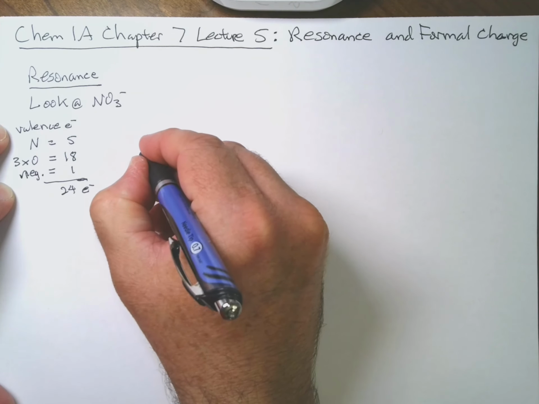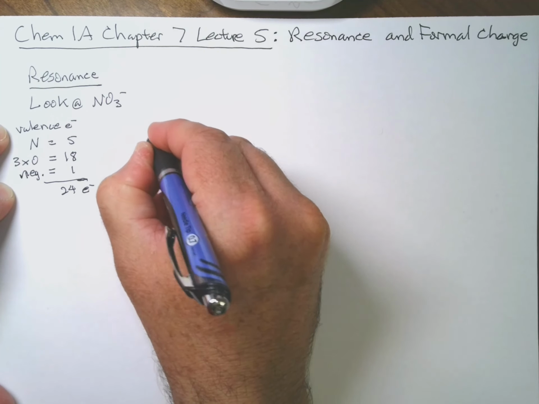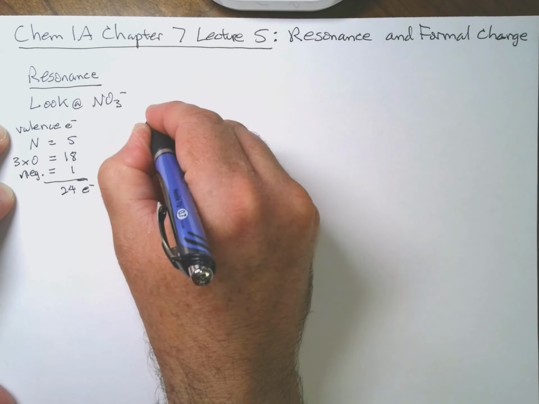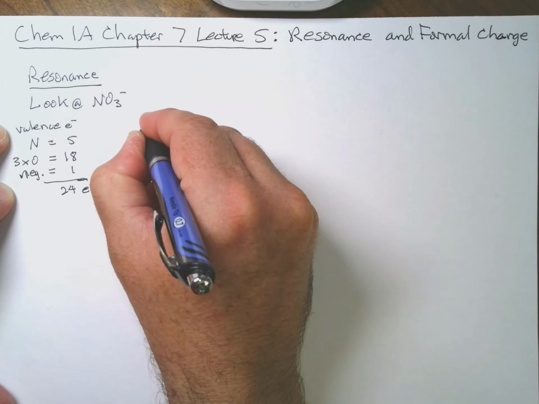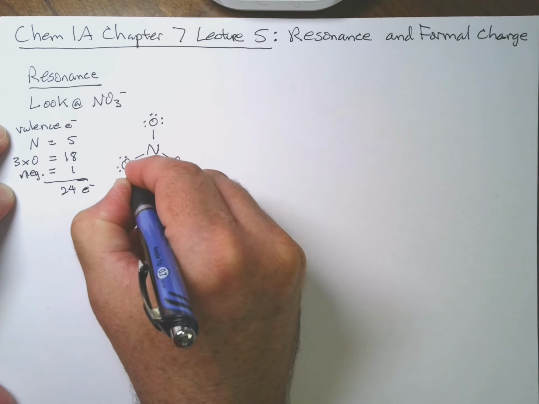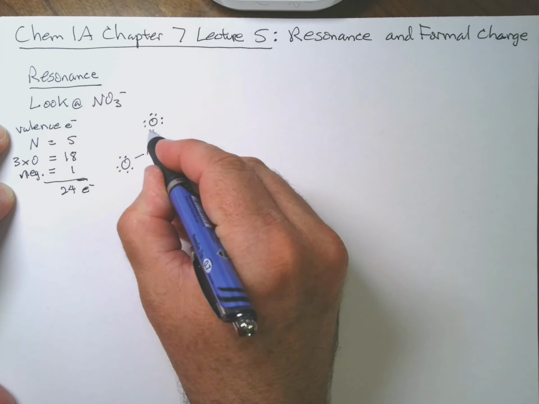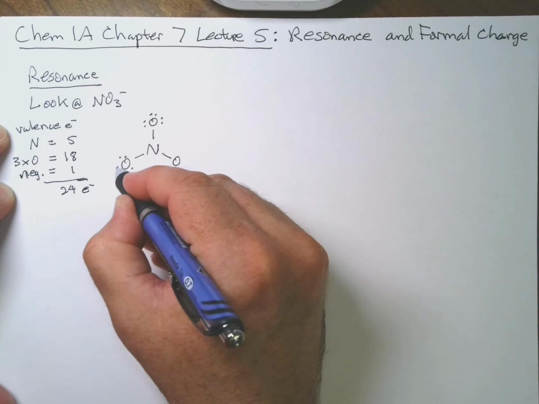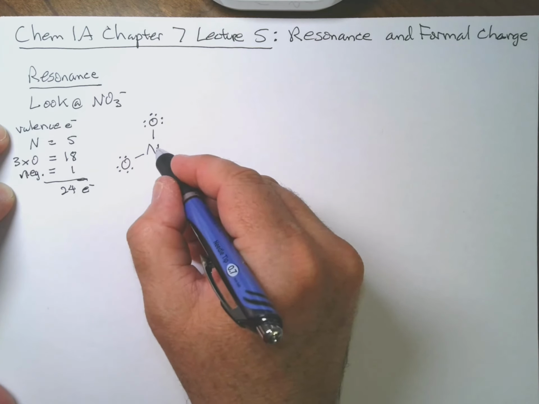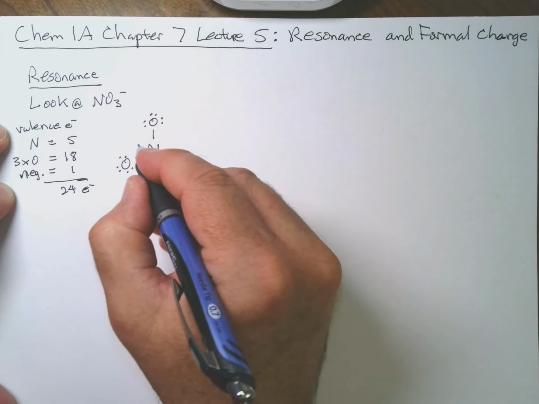So let's go ahead and put our nitrogen in the middle and put our 3 oxygens around it. Now I can start filling in my lone pairs, and I might be tempted to just put 3 lone pairs around each oxygen. That would give me 2, 4, 6, 8, 2, 4, 6, 8, 2, 4, 6, 8. I have 24 electrons, but I'd only have 6 in the nitrogen valence shell, so it would have an incomplete octet.